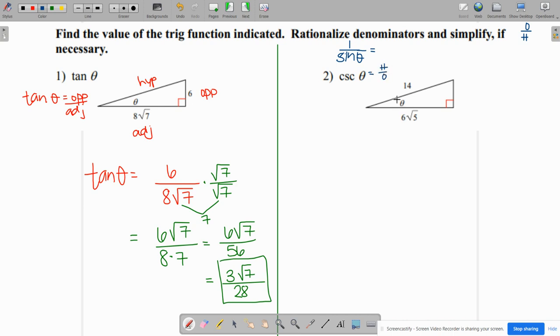So from where theta is located, here is our opposite side. So we need this side, and then across from the right angle, this side is your hypotenuse. So let's go ahead and find this side using the Pythagorean theorem.